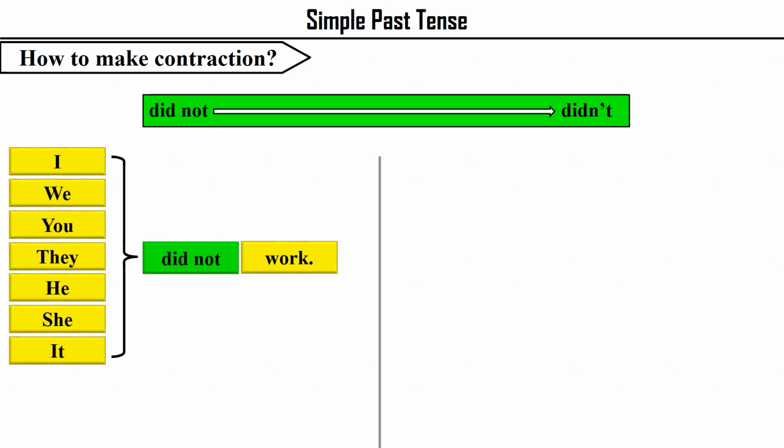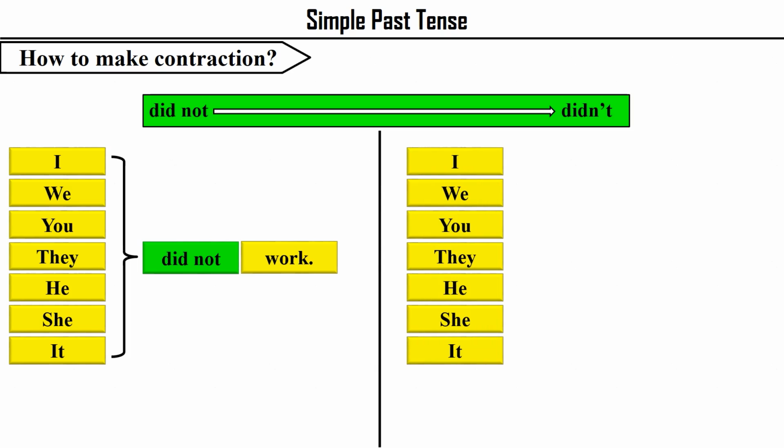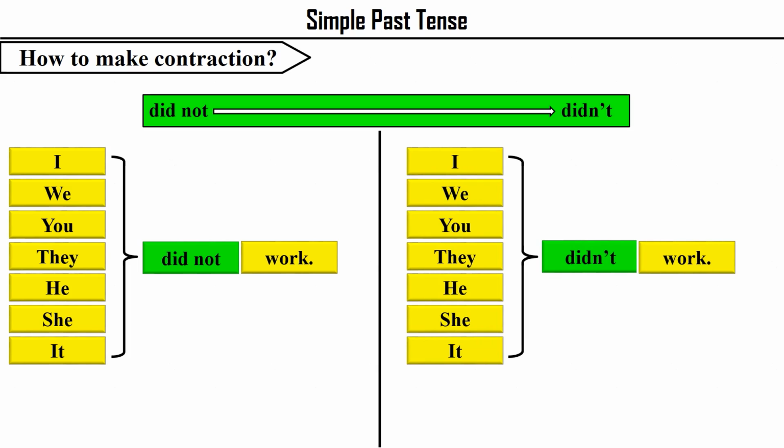Okay, let's look at the contracted form. Subject plus contracted form of did not plus main verb. I didn't work, we didn't work, you didn't work, they didn't work, he didn't work, she didn't work, and it didn't work.